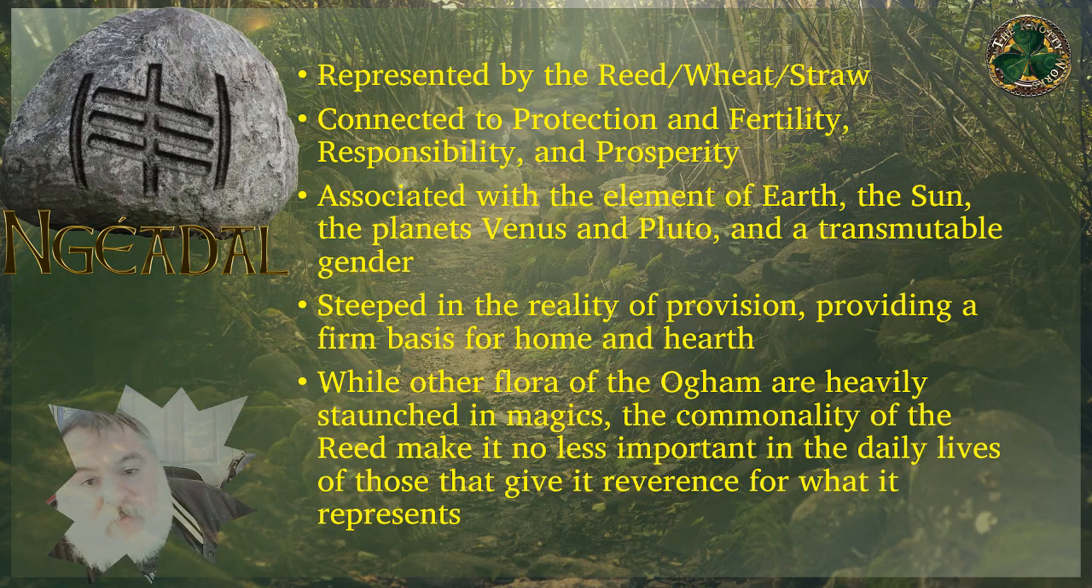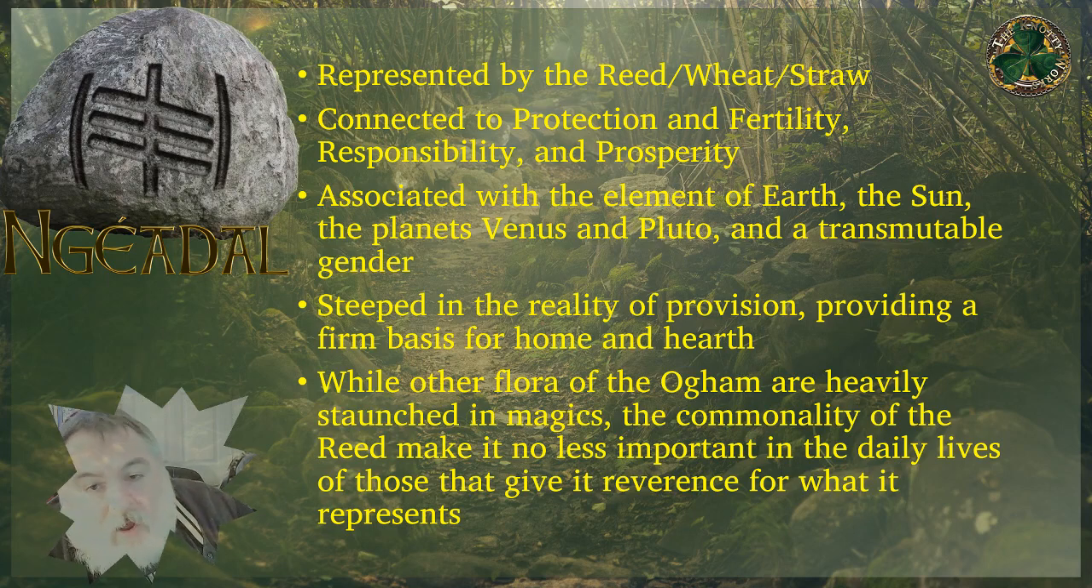Associated with the element of Earth, the Sun, planets Venus and Pluto, and the transmutable gender, so depending on particularly what plant you're looking at, I think, and how it's being used. Steeped in the reality of provision, providing a firm basis for home and hearth. Again, from what I've seen, there's not a lot of magic to these, although I'm sure the reed has a bit when it comes to the Egyptian mythos, just because it grows along the Nile. But this is probably the very real and useful relation because of what people use them for.